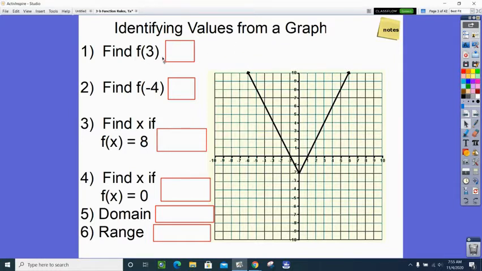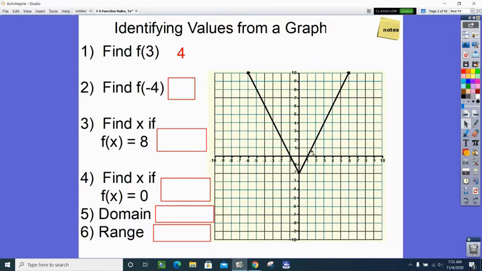Now we don't have a function rule where we can substitute that 3, so we need to look on the graph. You're going to remember that that 3 is your input. That's your x. So we're going to go along the x-axis and find 3 as the input. And if we come up and hit the graph, you can see that the output would be 4. This point would be (3, 4). So f of 3 would be 4.